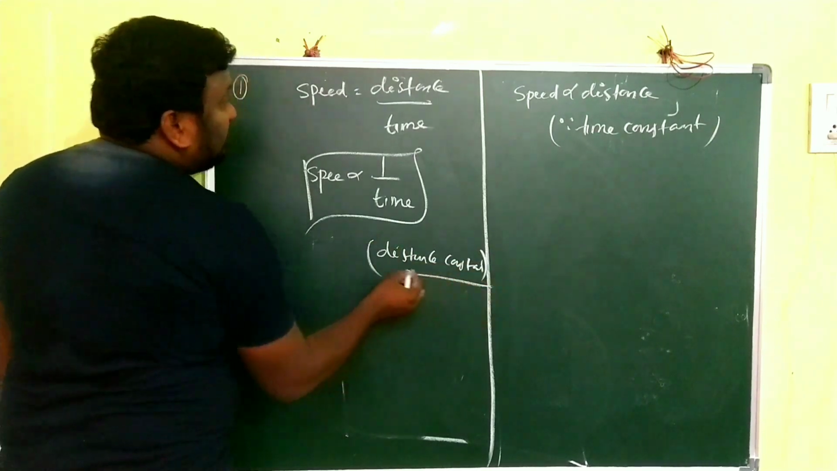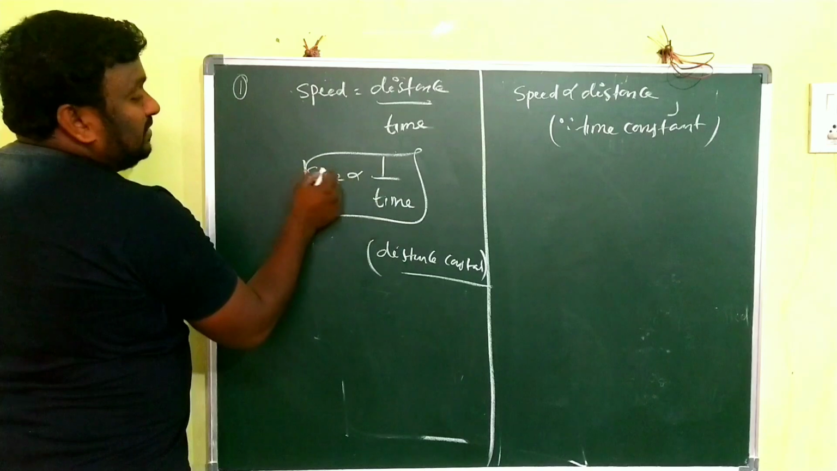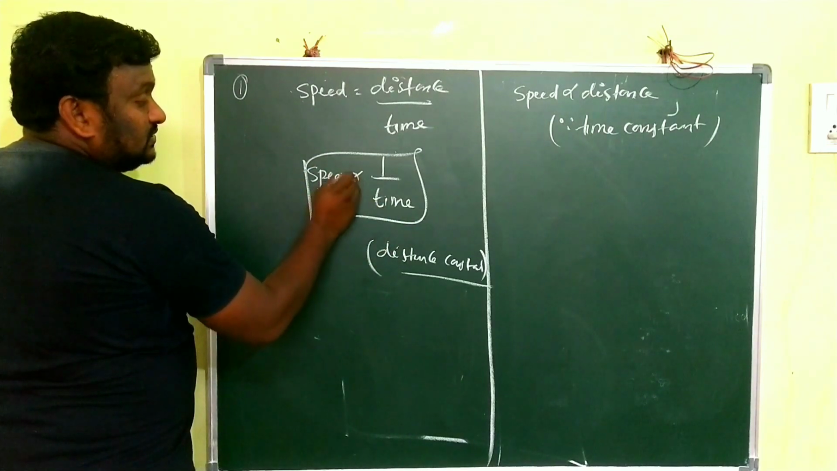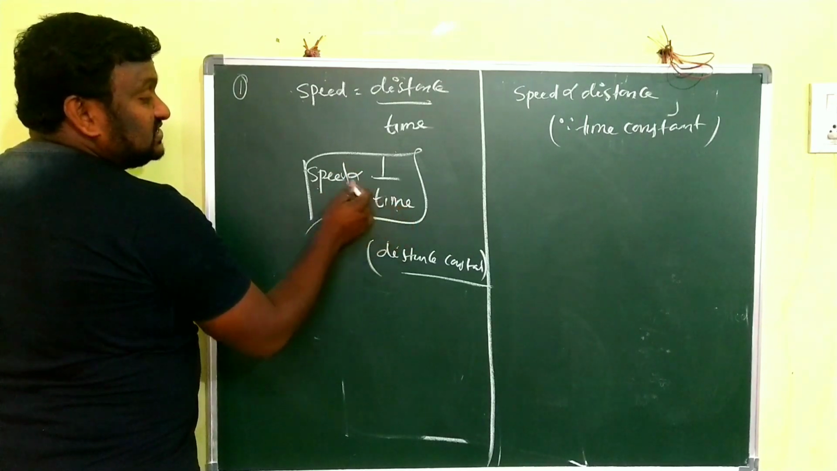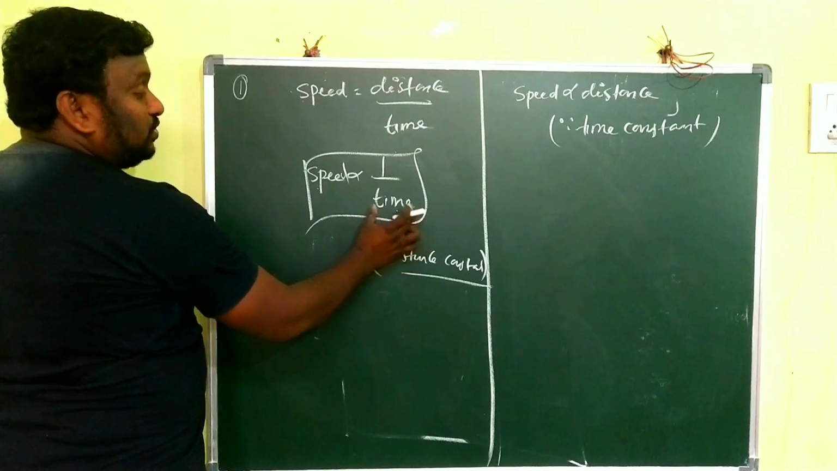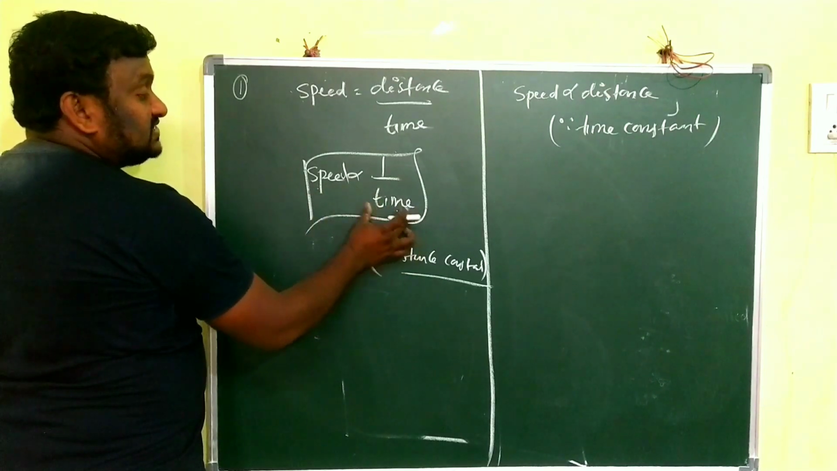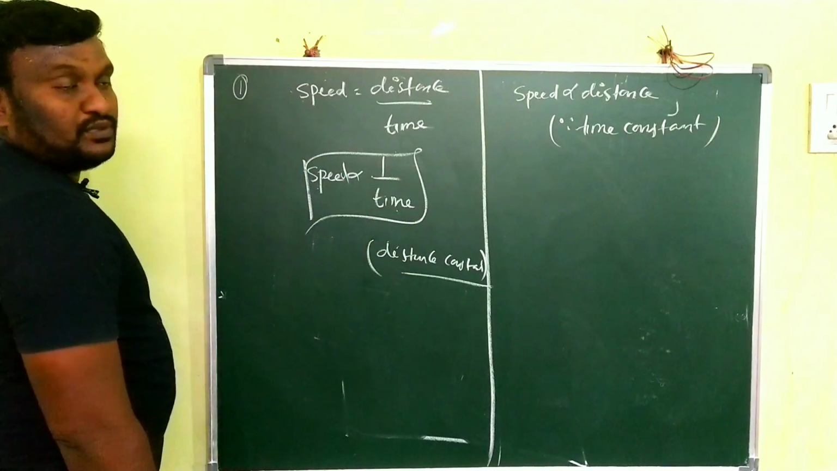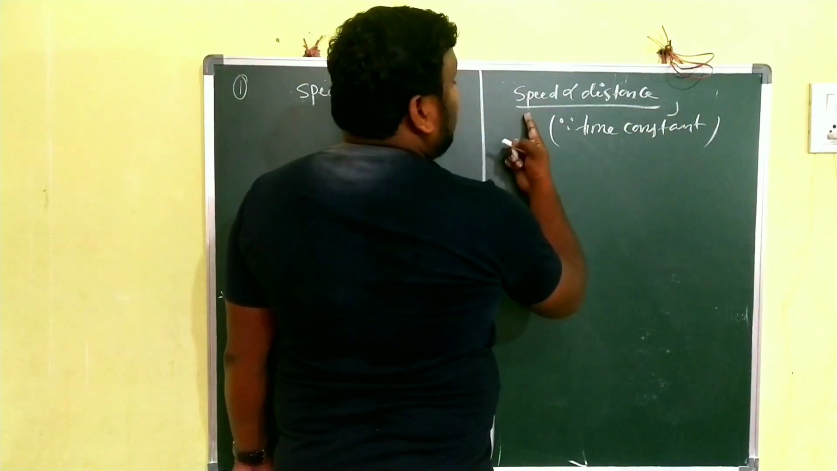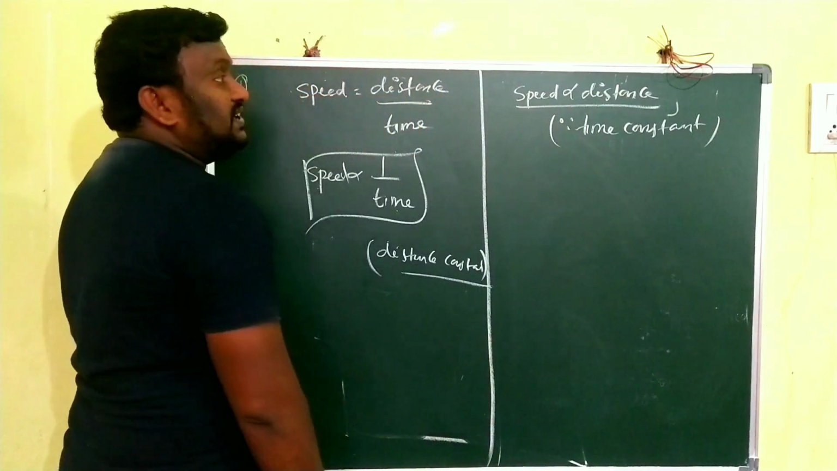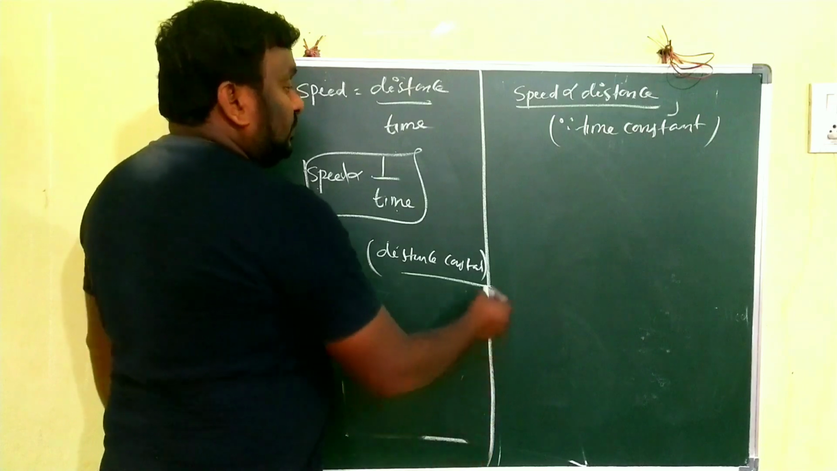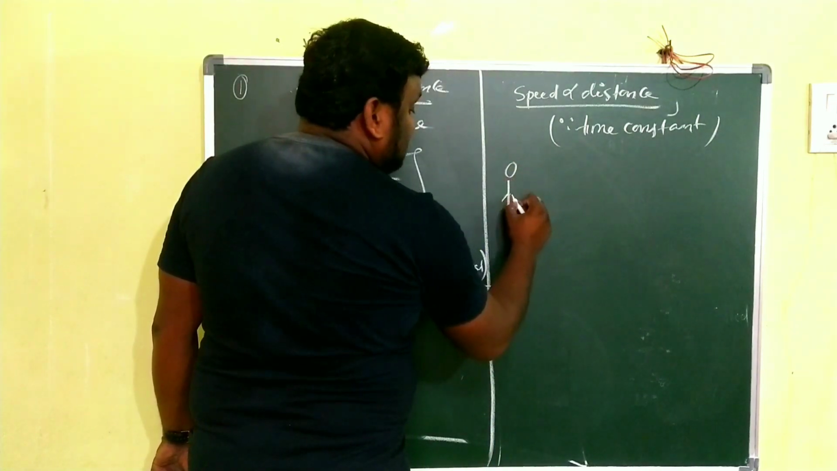When distance is constant, there is inverse proportionality between these two. When time increases, speed decreases. And when time decreases, speed increases. Inversely proportional. When time is more, speed is less. When time is less, speed is more. Clear? And now, second case, speed is proportional to distance. So here children, we are taking the same example again.